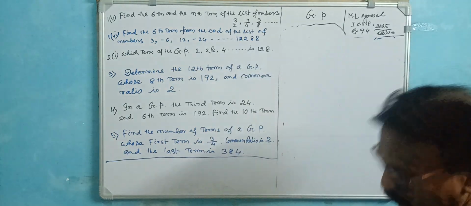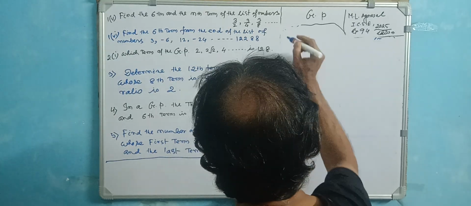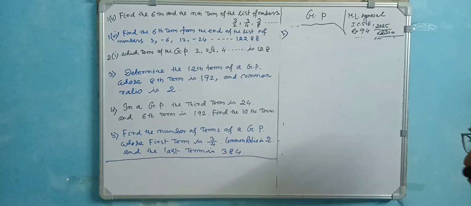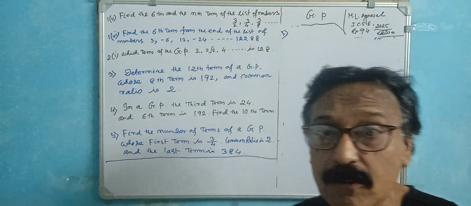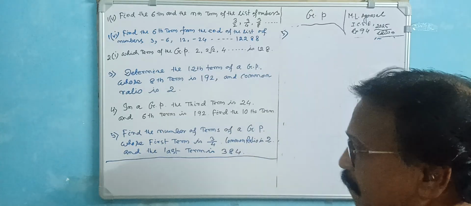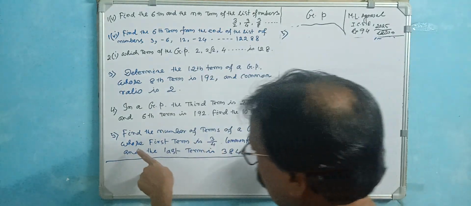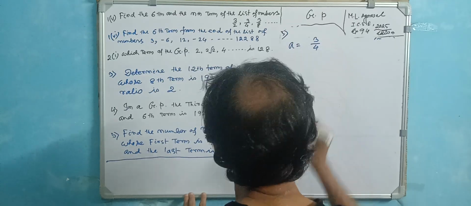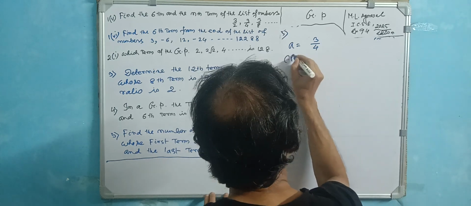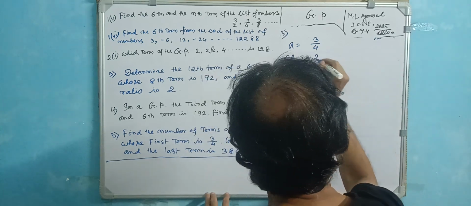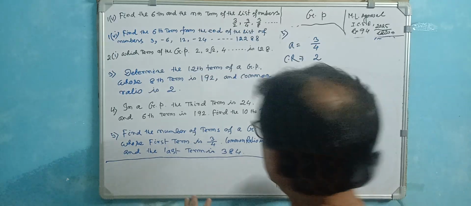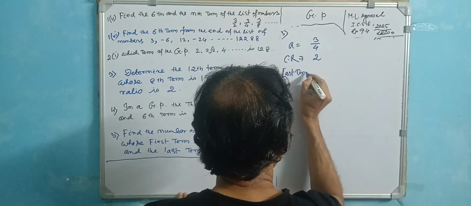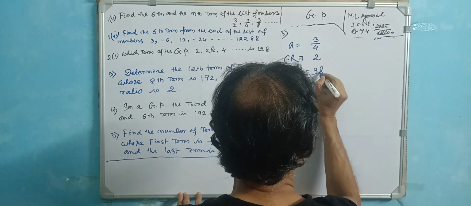Very interesting. This is sum number 5, the last one. Find the number of terms of a GP. That means find the value of n. Whose first term is this? Given data: the first term is 3 by 4. Common ratio CR is 2. And the last term, the value of the last term, is given.